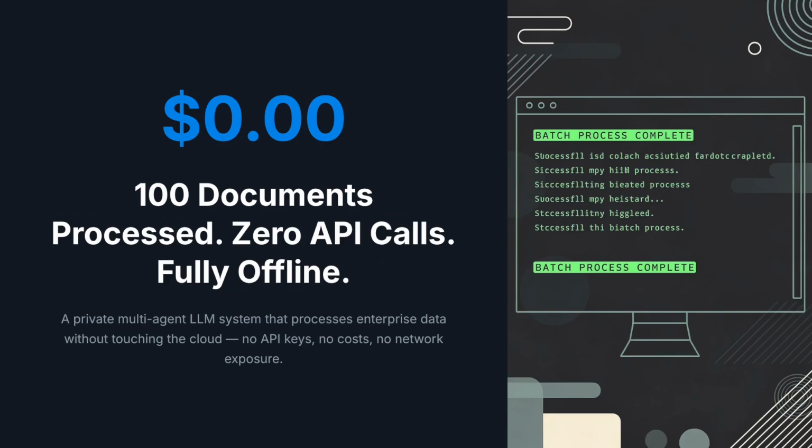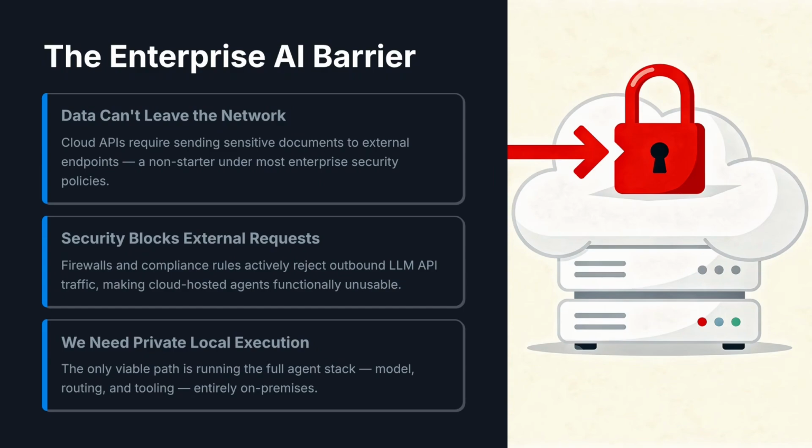This multi-agent system just processes 100 internal documents, 0 API calls, $0, completely offline. Building agents in the cloud is easy until enterprise privacy rules block you. You know that feeling. You try to push your workflow and security says your data can't leave the network. Today we built a private multi-agent setup to bypass the cloud entirely.